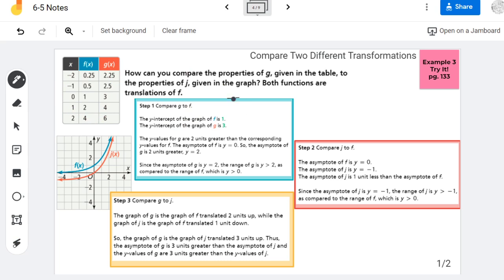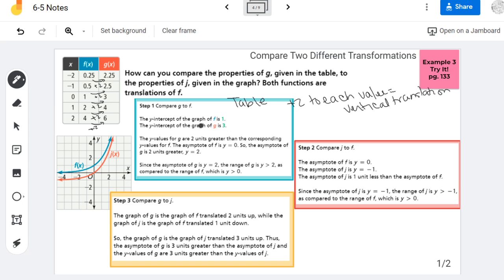I'm going to write table here. So if I'm looking at from G to F, notice that they are adding 2 to each of these values. So because they're adding 2 to each of the values, each of the outputs, that's telling you that there's been some kind of vertical translation. Okay? So I'm going to write that here. Plus 2 to each value equals vertical translation.